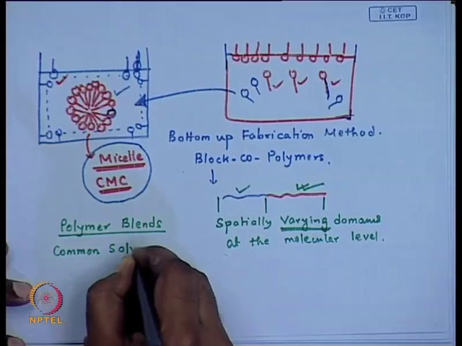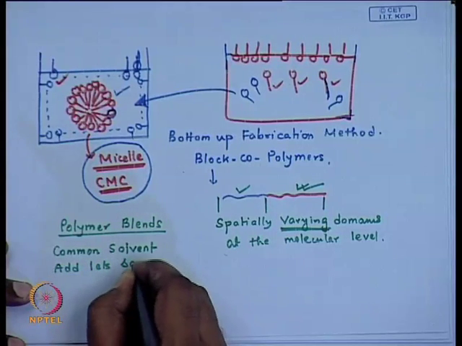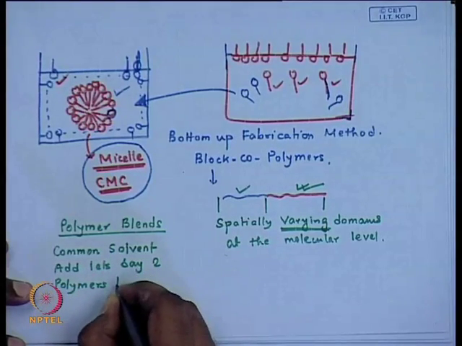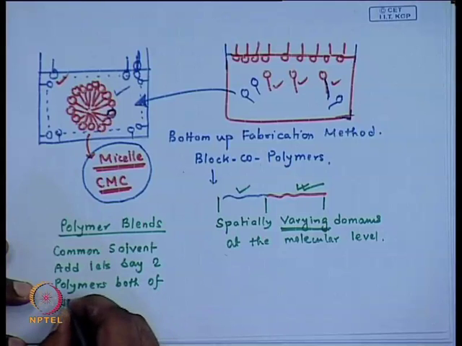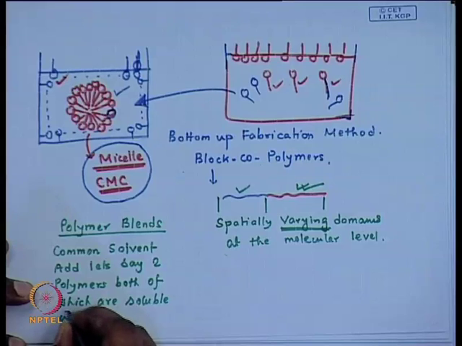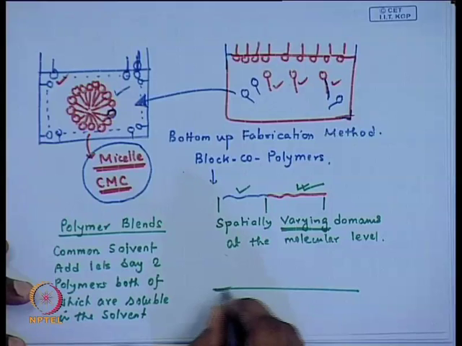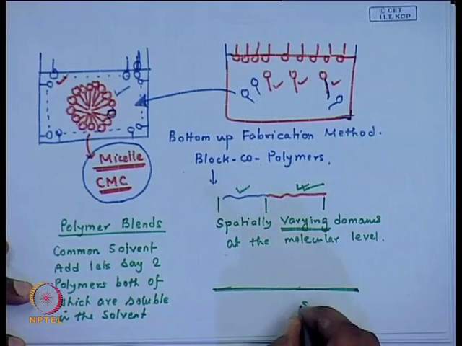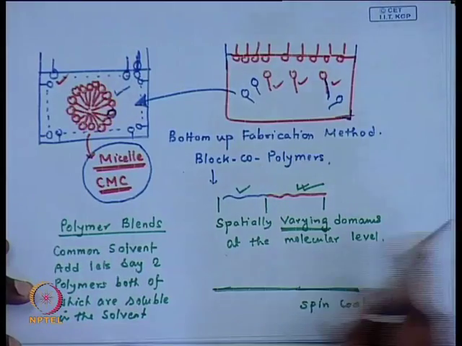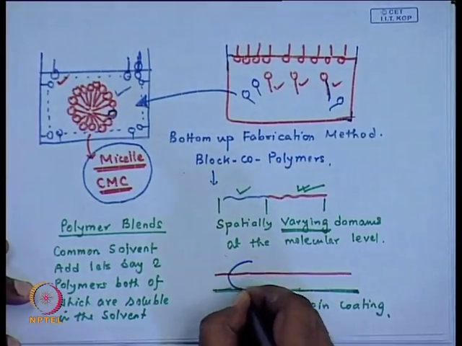So, you take a common solvent, even in an undergraduate organic chemistry lab you can make it. Take a common solvent, add let us say 2 polymers, both of which are soluble in the solvent. If you now cast it on a flat surface by a method called spin coating, something we will cover later, probably in this class, you will not get a uniform film like this, you will get different domains.